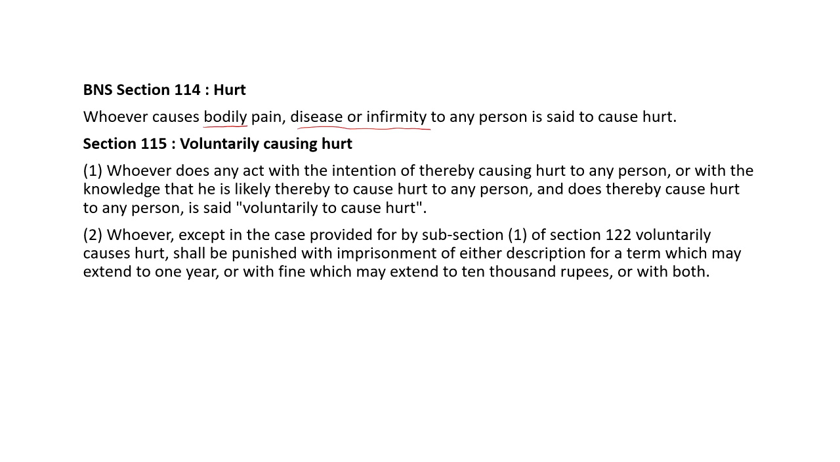Whoever does any act, and here again, act would include omission, with the intention of thereby causing hurt to any person, so here we have the highest degree of mens rea required. Whoever does any act with the intention of thereby causing hurt to any person, or with the knowledge that he is likely thereby to cause hurt to any person, and does thereby cause hurt, is said voluntarily to cause hurt. So what is required is, one, either the intention or the knowledge to cause hurt, and second, by that act, actual hurt should have resulted.